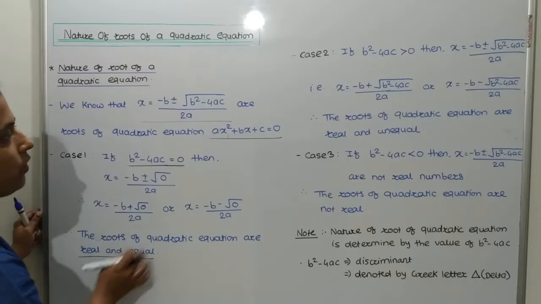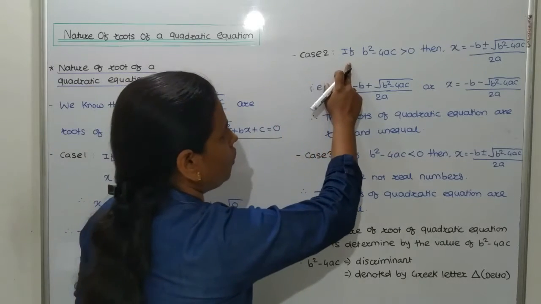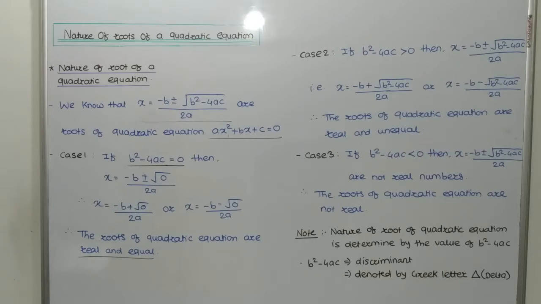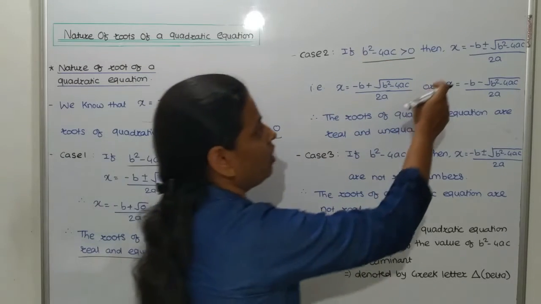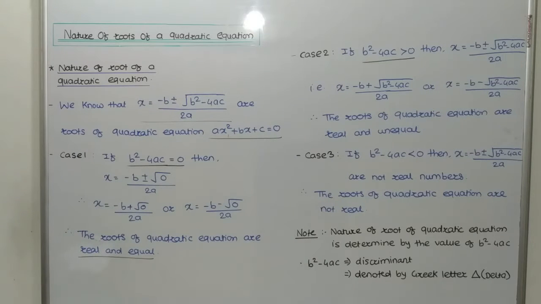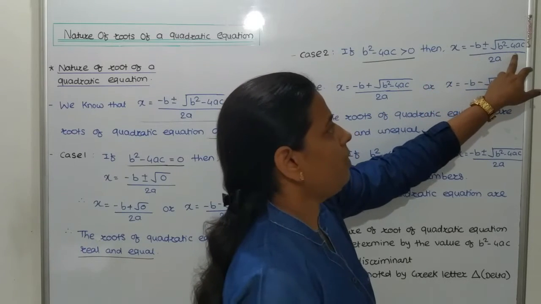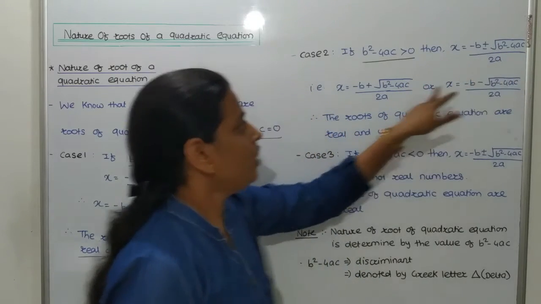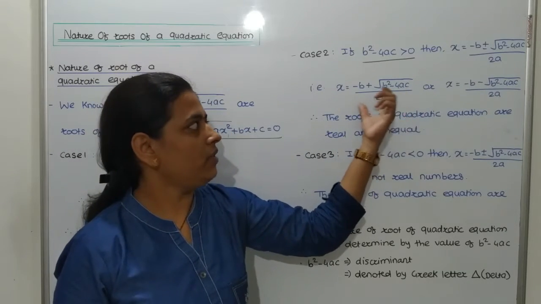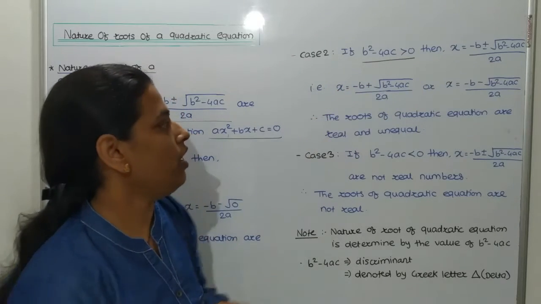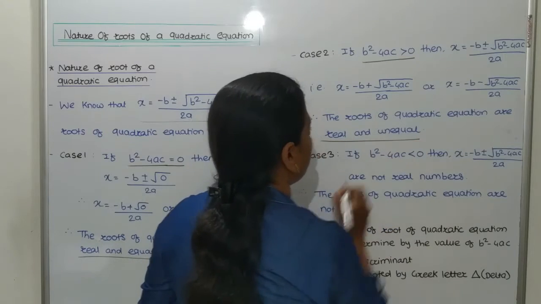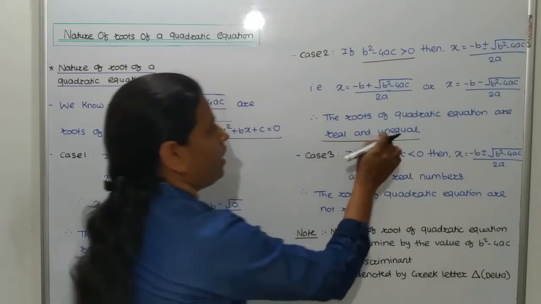Now for the next case, case number 2, we consider b square minus 4ac greater than 0. If b square minus 4ac is greater than 0, then x is equal to minus b plus minus root of b square minus 4ac upon 2a. We get two roots, for plus and for minus. So when b square minus 4ac is greater than 0, the nature of the roots is real and unequal.